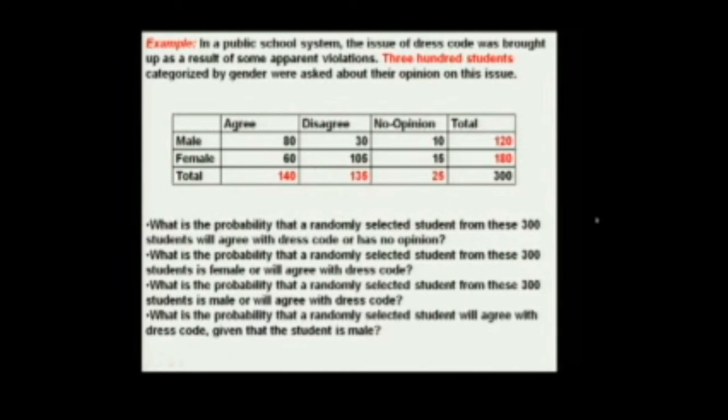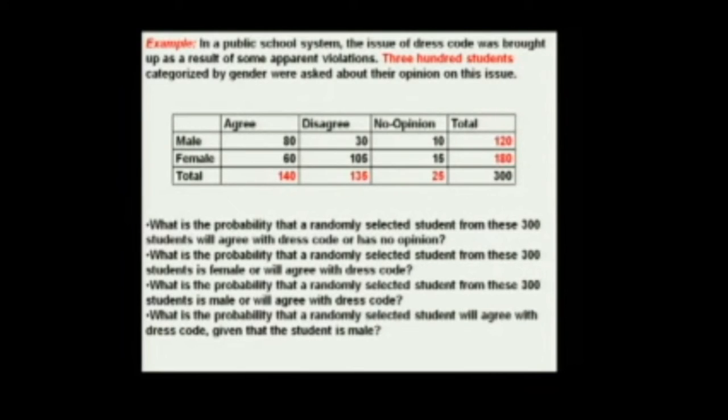And once again, here is the contingency table. We have 300 students entirely surveyed. We have 120 male, and we have 180 female. We had 104 students that agreed to the dress code. We have 135 that disagreed, and we have 25 that had no opinion. So you can see that the contingency table is giving us a cross frequency so that we can know the number of students that belong to any one of these categories: male and agree, female and no opinion, male and disagree, and so on. And by having that, we can answer any question.